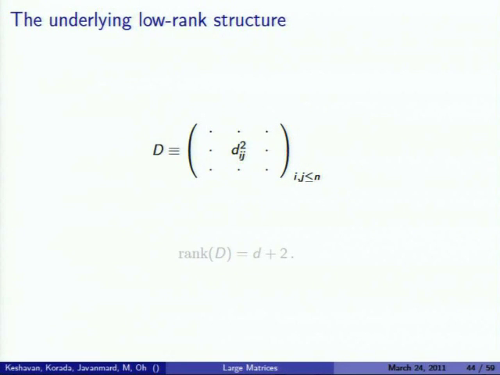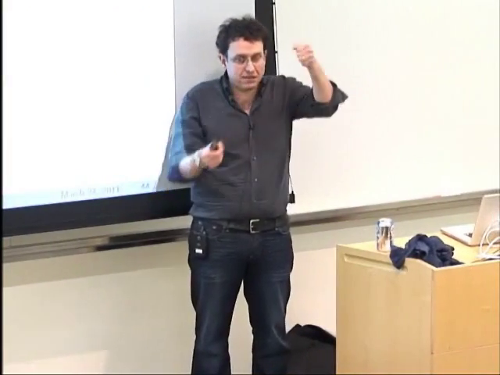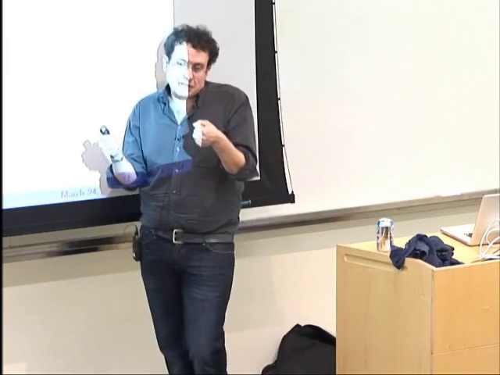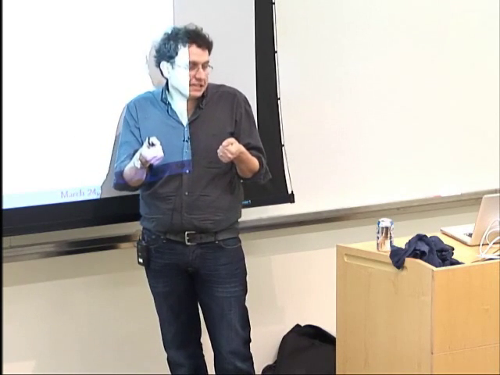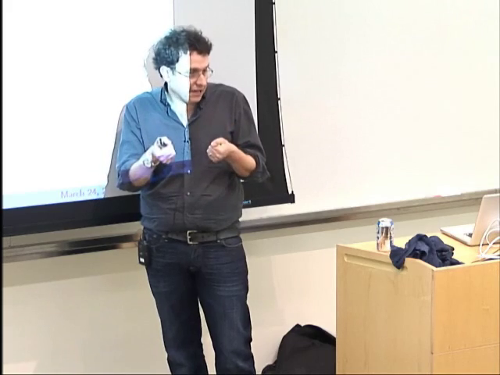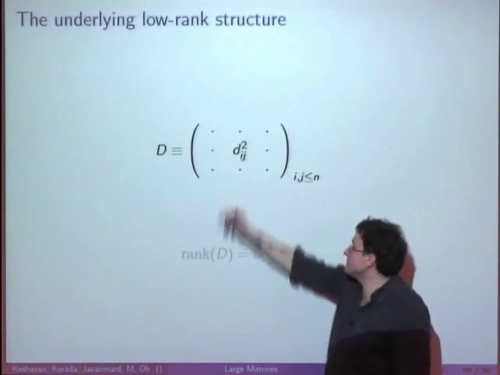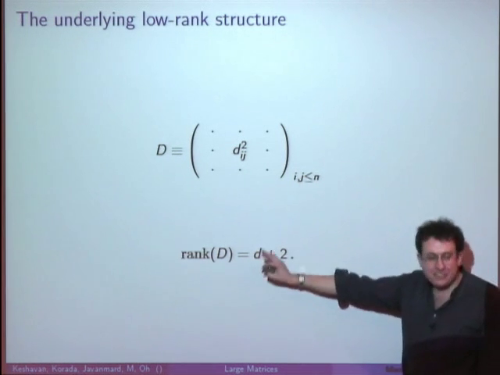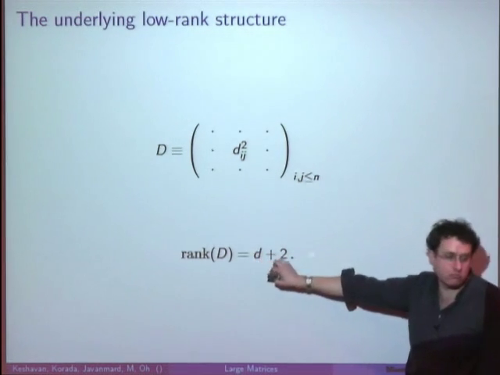Okay, and where is the underlying low rank structure? Well, suppose that I measure all the pair distances, the distances between all the pairs, and I measure them exactly, and I construct a square matrix that has the square of the distance between i and j at entry ij. So this is an n by n matrix that has entry ij as d_ij squared. I claim that the rank of this is the ambient dimension plus 2. So in my drawing it is 2 plus 2.